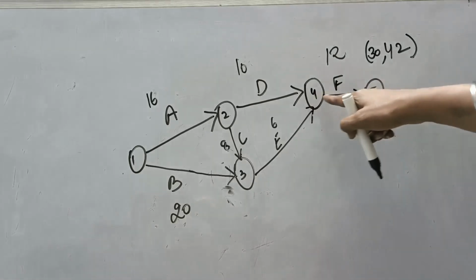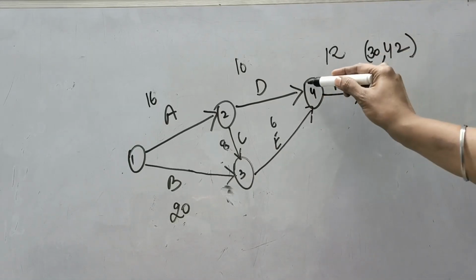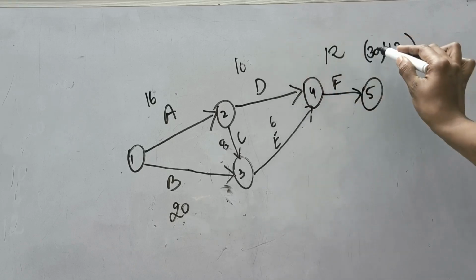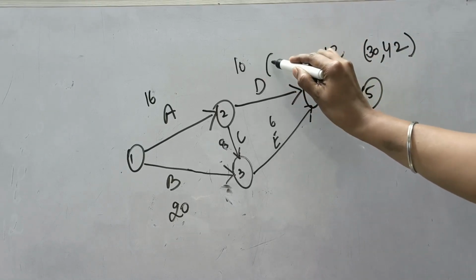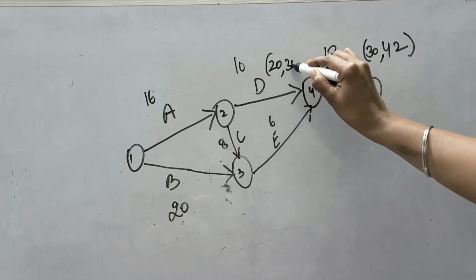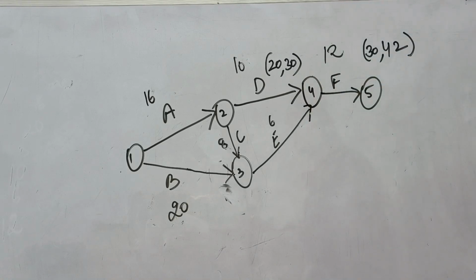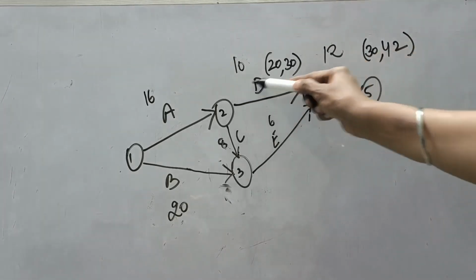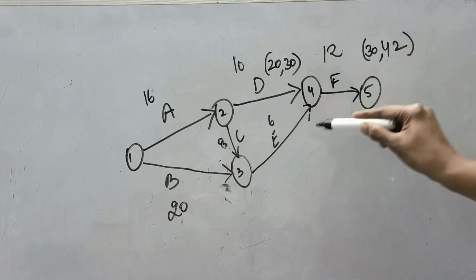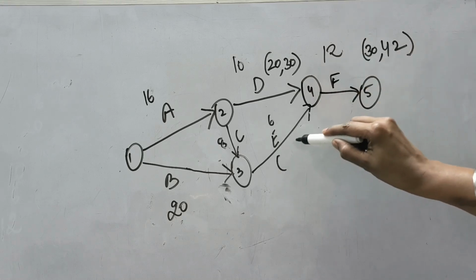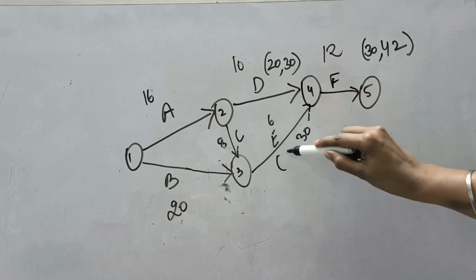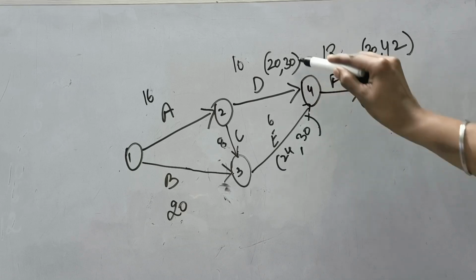So for this activity, we have calculated. Now going back, it is finishing in 30. So minus 10, 20 and 30. This is the latest start, latest finish for D. For this as well, it has started in 30, so it will be finishing in 30. 30 minus 6, 24. Right?